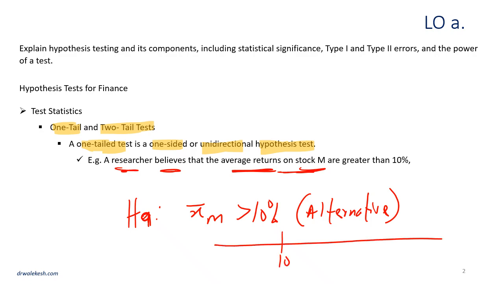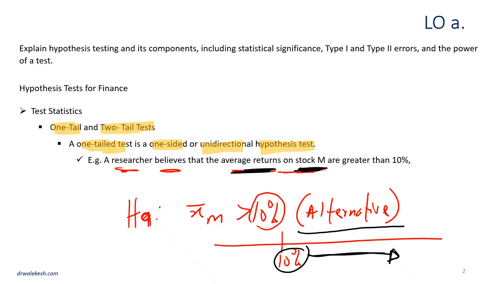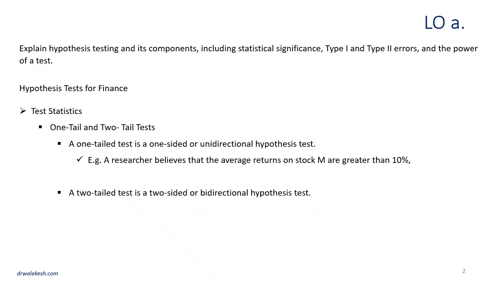So to better explain this, I've written this 10 out here. The researcher believes that the return upon investing on this stock on the average should be greater than 10%. So you can see that it is one-sided. The movement is just towards one direction. The researcher does not believe that the stock can be lower than 10%. So the researcher believes that the stock price on the average should be greater than 10%. That's one-sided. But a two-sided or a two-tailed test is a two-sided or bidirectional hypothesis test.